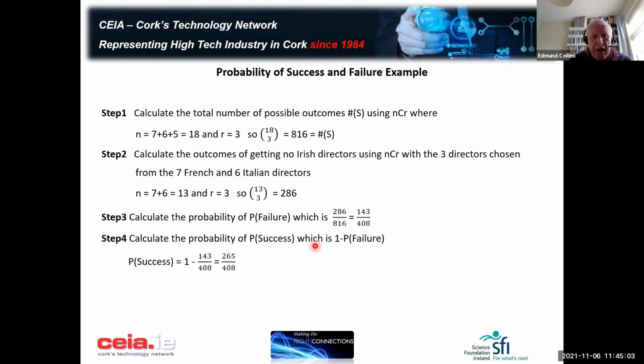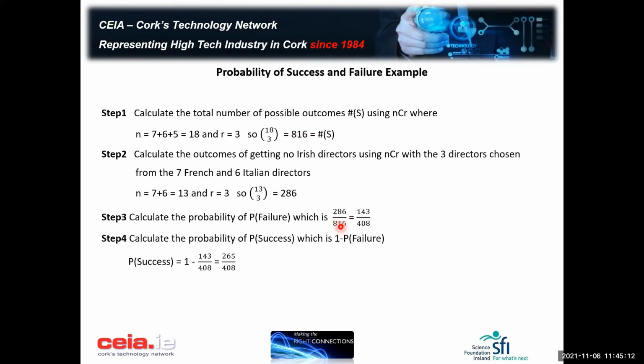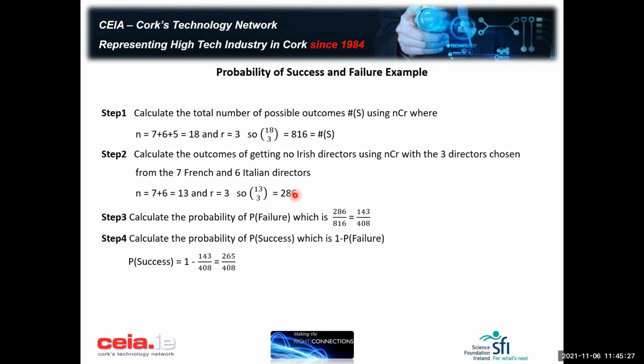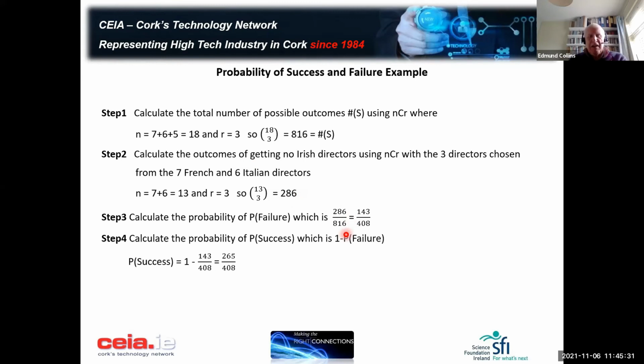Yeah. So yes, the sample space here is 816. And the probability of the failure, the probability of just getting no Irish directors is 286. Okay. So the question is, I don't understand why you divide. Because that's how probability is determined.